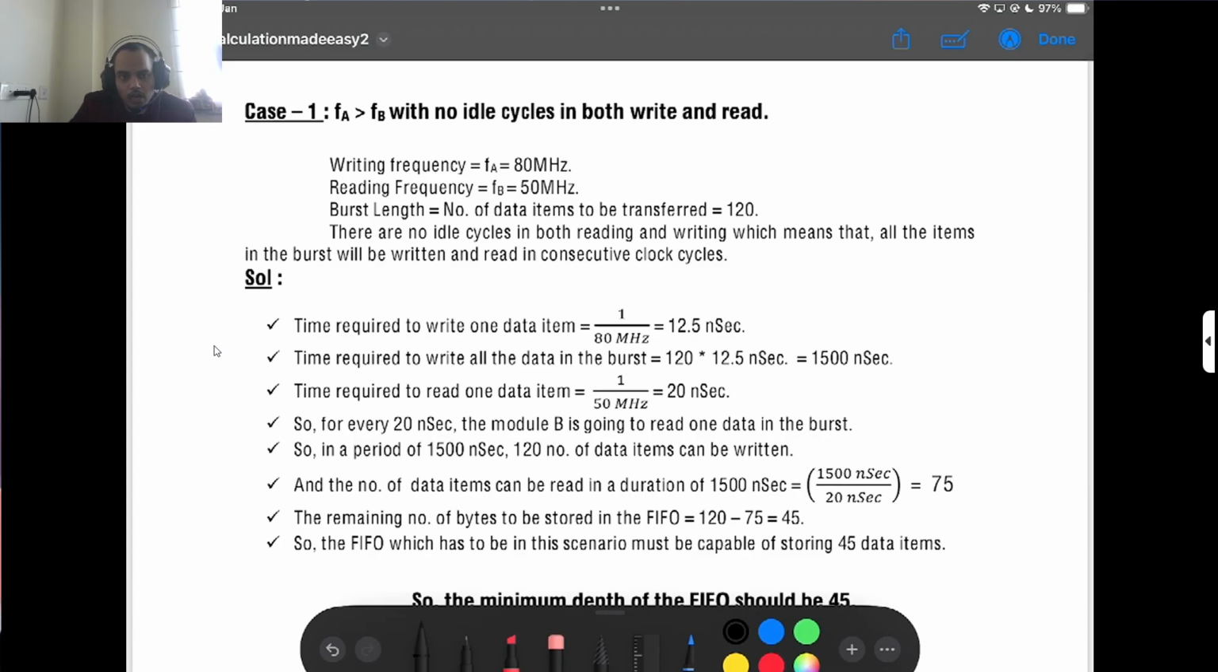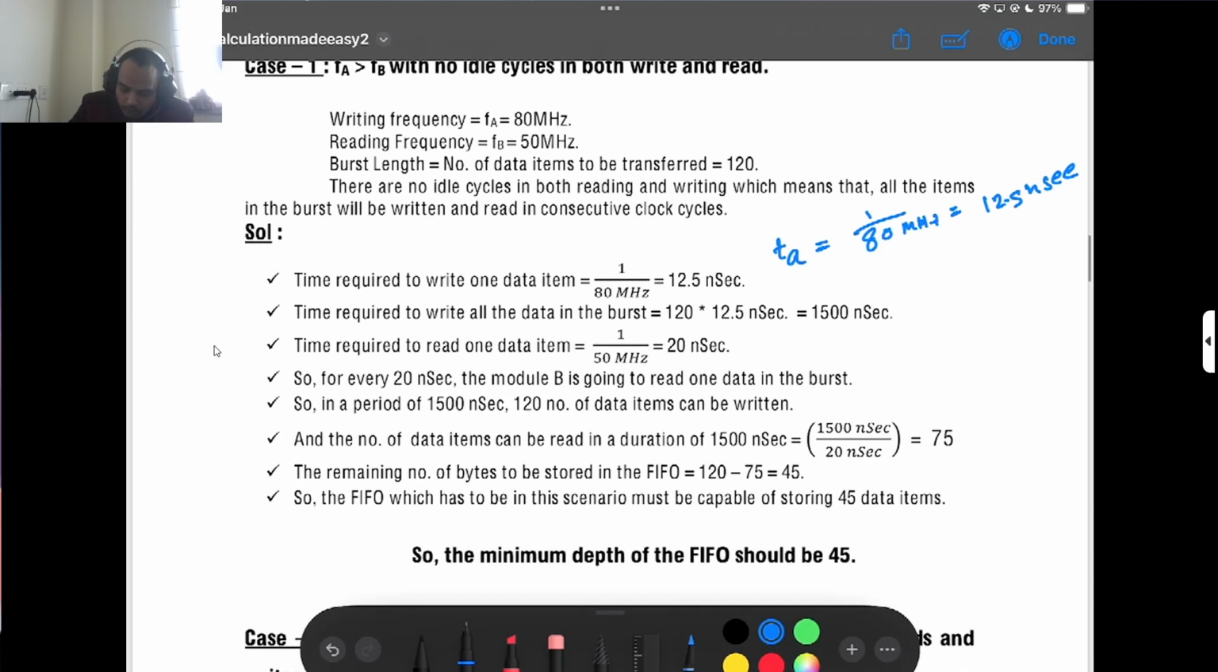So here is the time required to write one data item. The time required to write one data item is 1 by 80 megahertz, so that is 12.5 nanoseconds. And the time required to write all the data in the burst: the total is 120 items, each requiring 12.5 nanoseconds, so it takes 1500 nanoseconds to write the data.